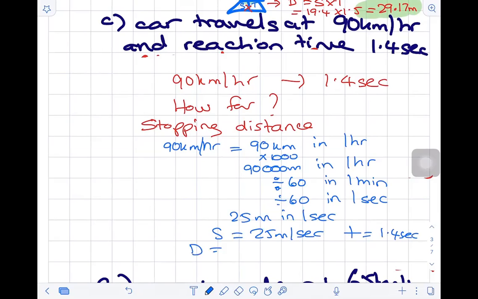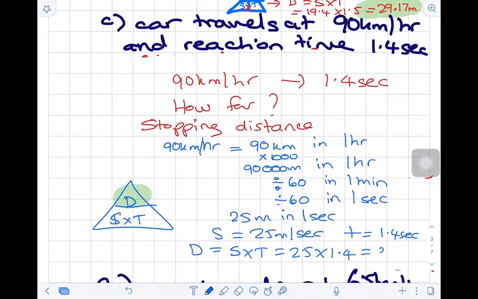So to get the actual distance, use your triangle. Speed is distance over time. Cover up the distance, so it's speed times time. So it's 25 times 1.4, which is 35 meters.